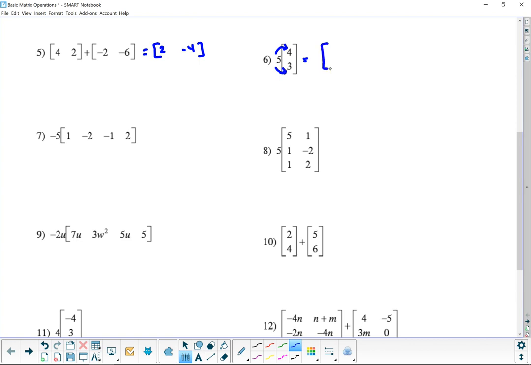They don't offer those. So I'm going to get 20. 5 times 4 is 20. 5 times 3 is 15.